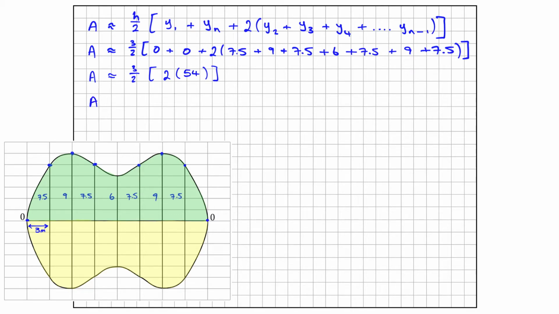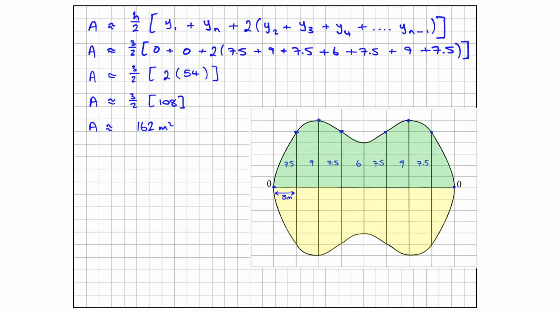So the area in this case will be approximately equal to 3 over 2 times 108. So inside the big brackets there we have 108. Okay, and 3 over 2 multiplied by 108 will give you an area approximately equal to 162 meters squared.